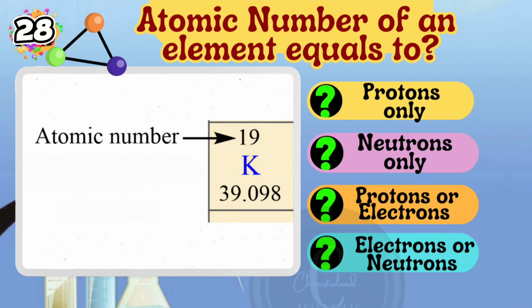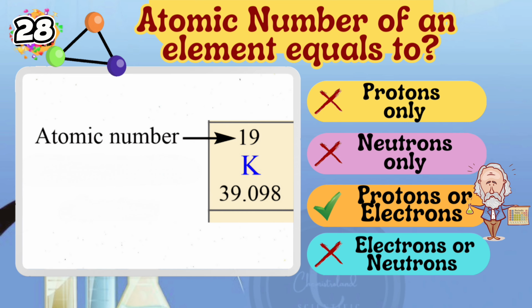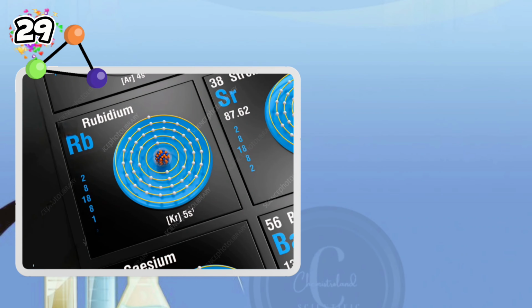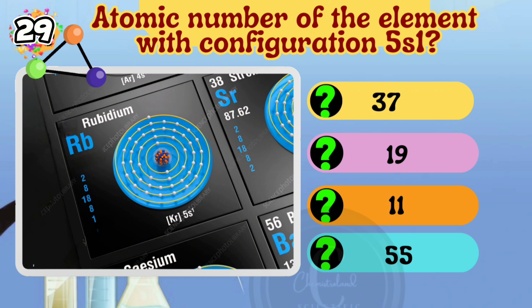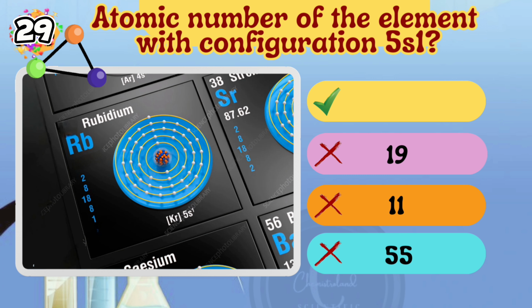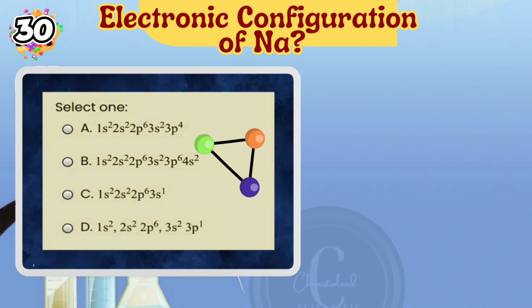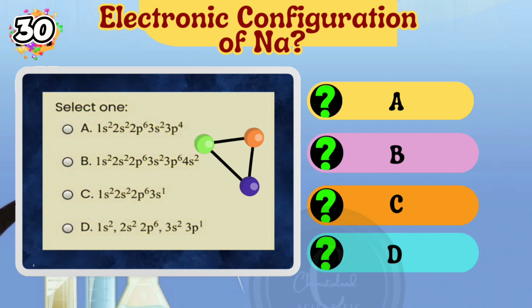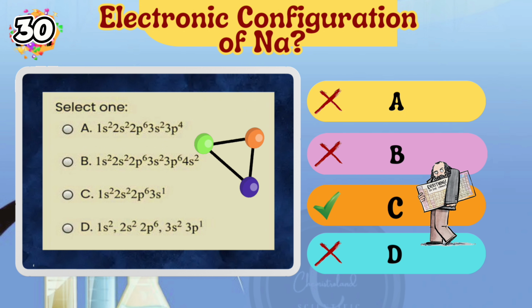Atomic number of elements equal to the number of protons or electrons. Now, what is the atomic number of element with configuration 5s1? Yes, it is rubidium, having the atomic number 37. Choose the electronic configuration of sodium. Option C is the right answer.